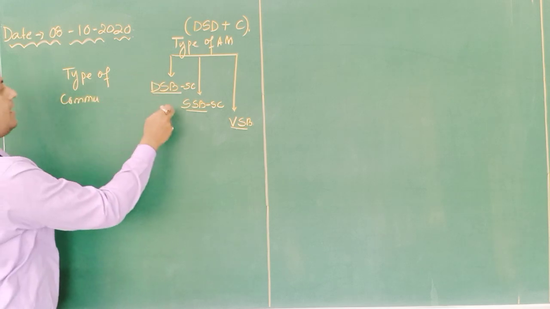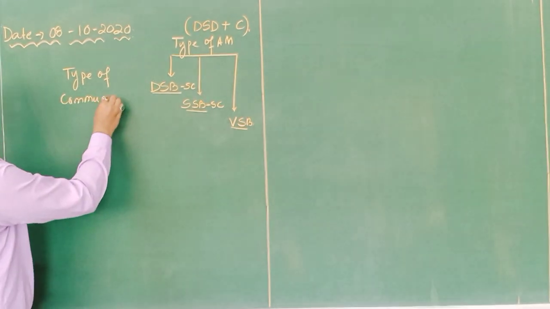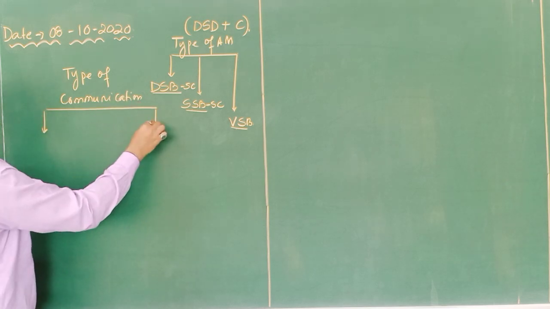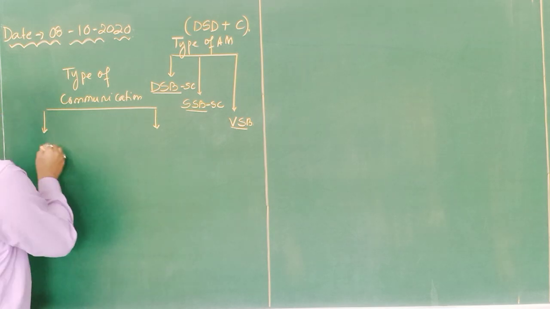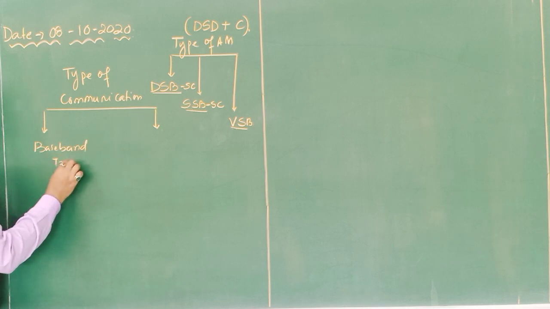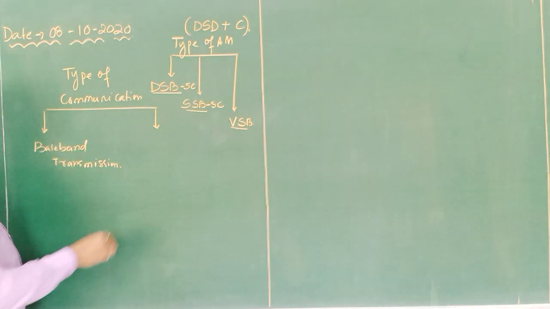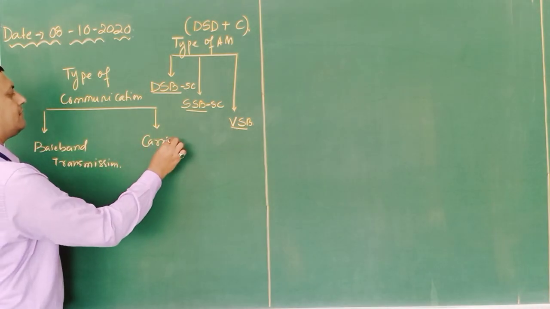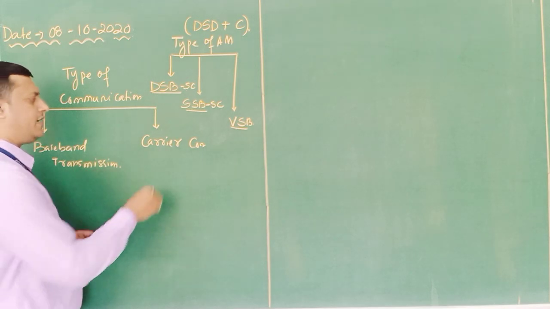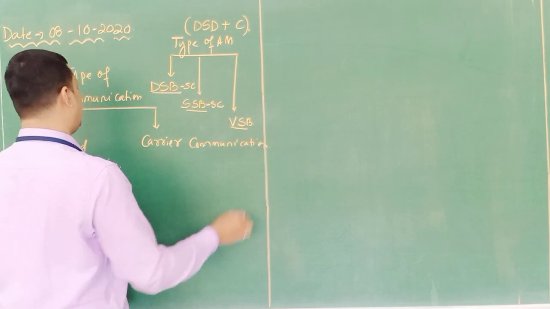Because these are the modulation techniques through which the communication process can be done. So types of communication, if I say, there are two types available. One is baseband transmission, and one is carrier communication. Baseband communication or transmission, you can say, and another one is carrier communication. Now what is the difference between these two communications?